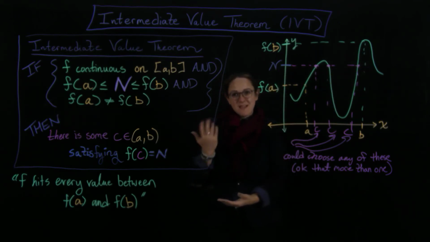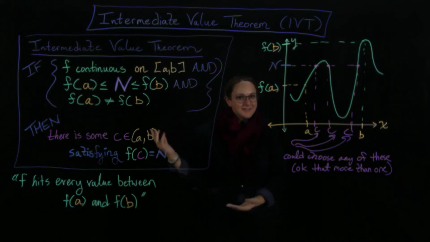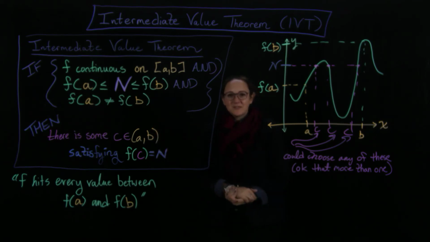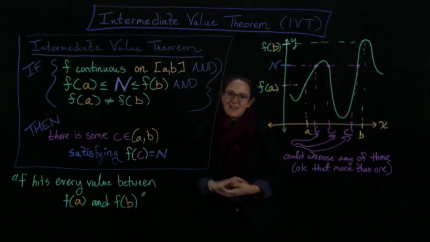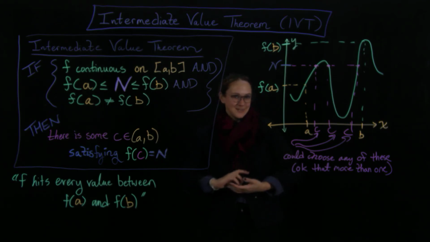Okay, so that's the intermediate value theorem, which basically says that our way of describing continuous functions is correct. I hope that made some sense, and I will see you in the next lecture.